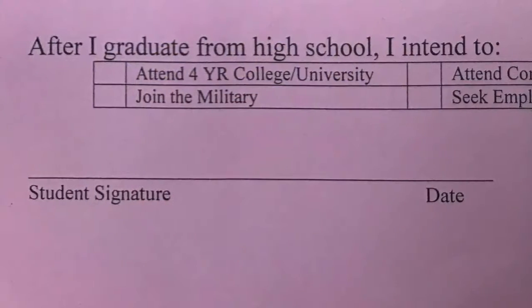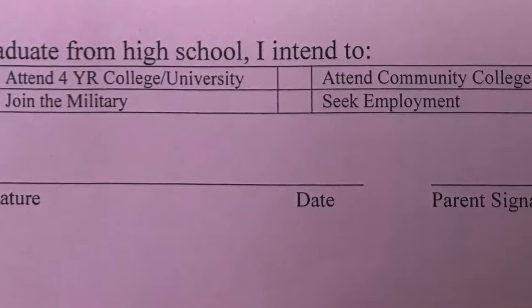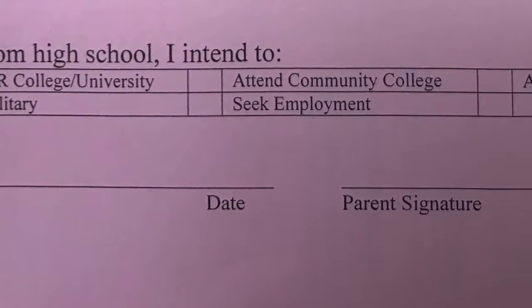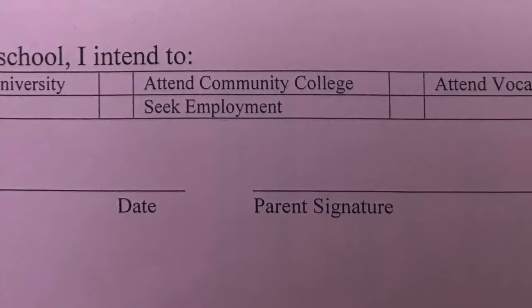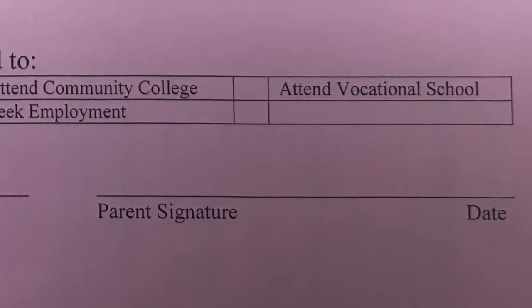Okay, Lancers, we're almost done. At the bottom of the page here, you'll see a question that says, after I graduate from high school, I intend to, please mark one of these boxes below. You either plan on attending a 4-year college or university, joining the military, attending community college, seeking employment, or attending a vocational school or trade school. So please mark one or two of them. This really helps us, your counselor, to guide you in the right direction and to provide more information to you regarding your post-high school plans.